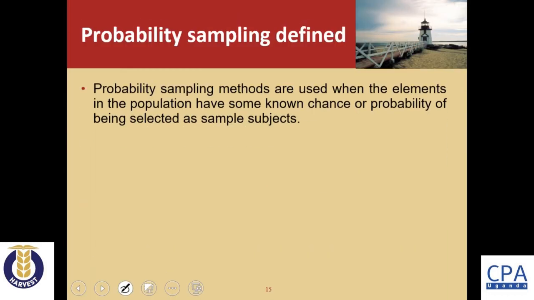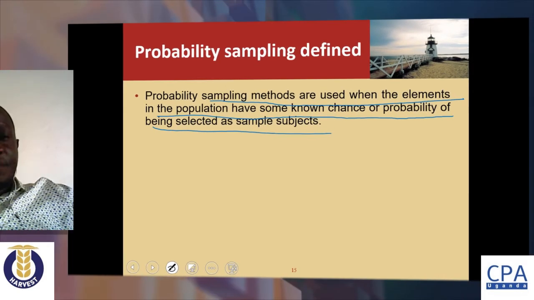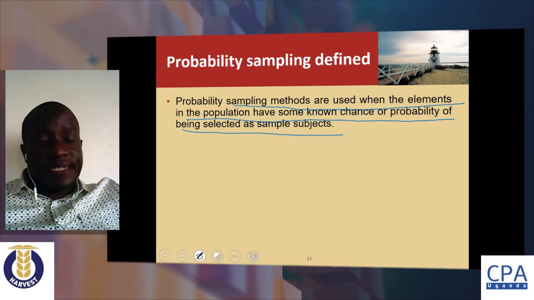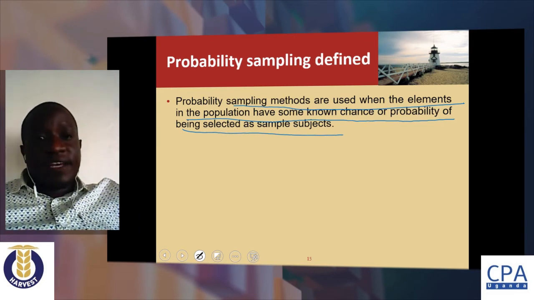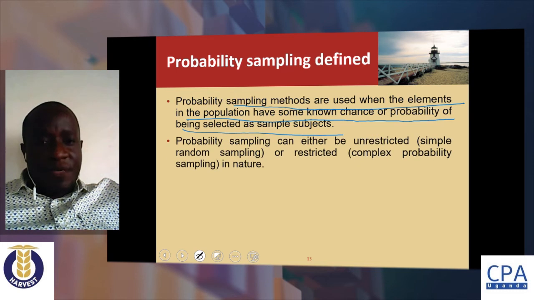In the probability sampling methods on the next slide, we are talking about the methods in which, okay, the elements of the population have some known chance or probability of being selected as sample subjects. So you are in a position to calculate the chance that a certain member of the population is going to be selected into the sample. If that is the kind of approach, then that one is known as a probability sampling method.